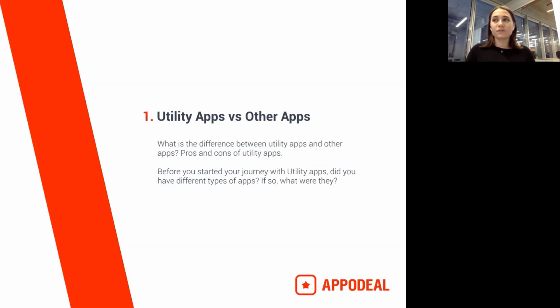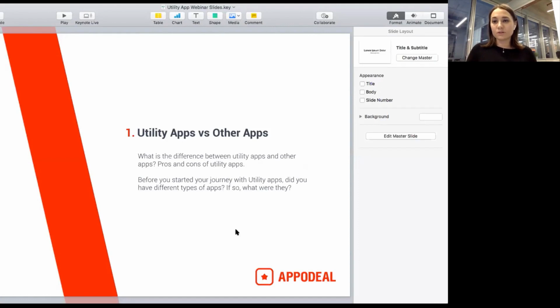So I think this is a really challenging and really interesting part about utility apps: you're doing something simple, but still you're trying to find the gap and something you can add as additional value to win the competition. Thank you so much.